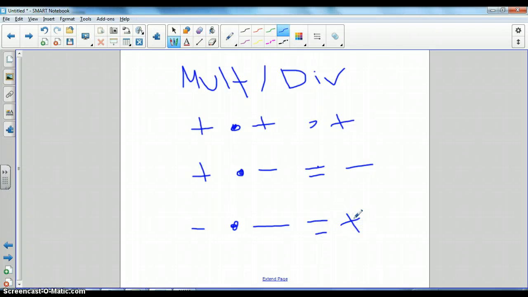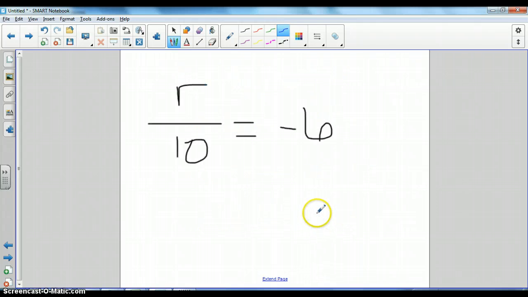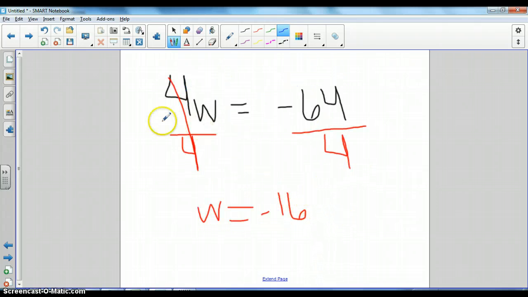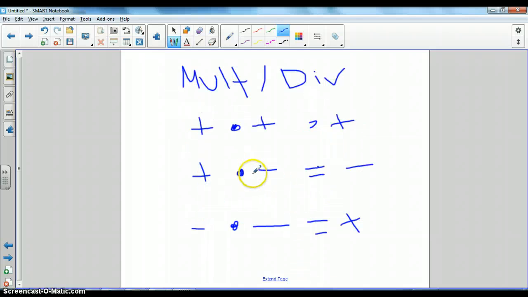So make sure you remember that with multiplication and division. Memorize this. Positive and positive is positive. Positive and negative is negative. Negative and negative is positive. Okay. So these were touching, so that means multiplication. We divide both sides by whatever's touching the letter, and we end up with our answer.